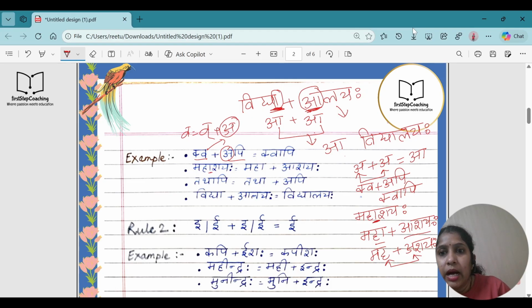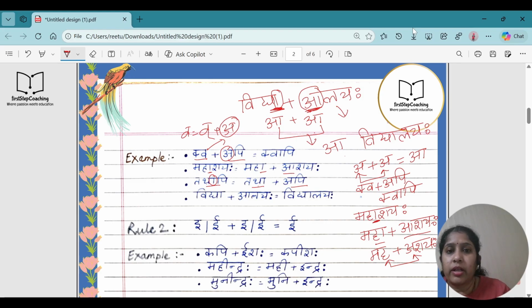Otherwise, according to the rule, you have to split it according to the dirgh sandhi. So it is a and a. We have learned in the rule that the first word can end with either a or aa, and the second word can start with either a or aa. Then it will become aa. Same way, if you have tathapi, we have tatha plus api. This aa ki matra is getting split into aa and a this time, because we don't have any word like pi. Very few we will be having. So it's tatha plus api.